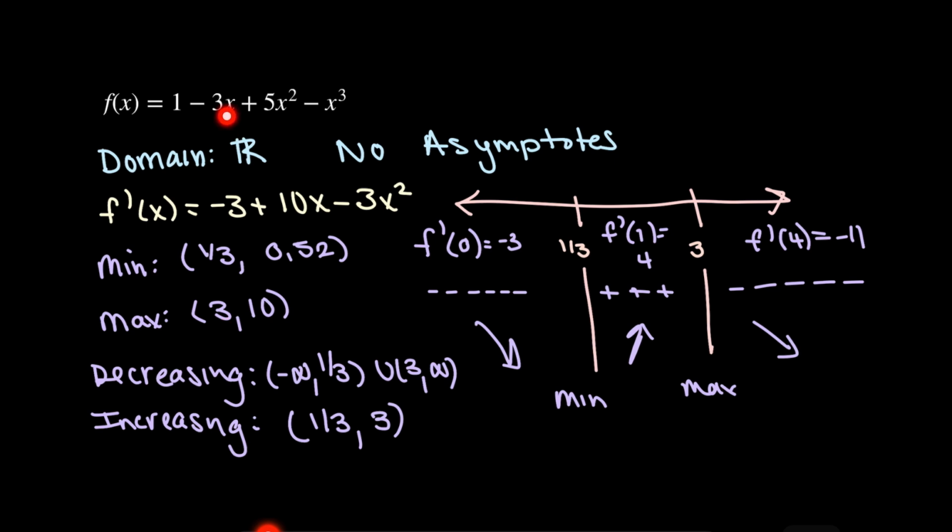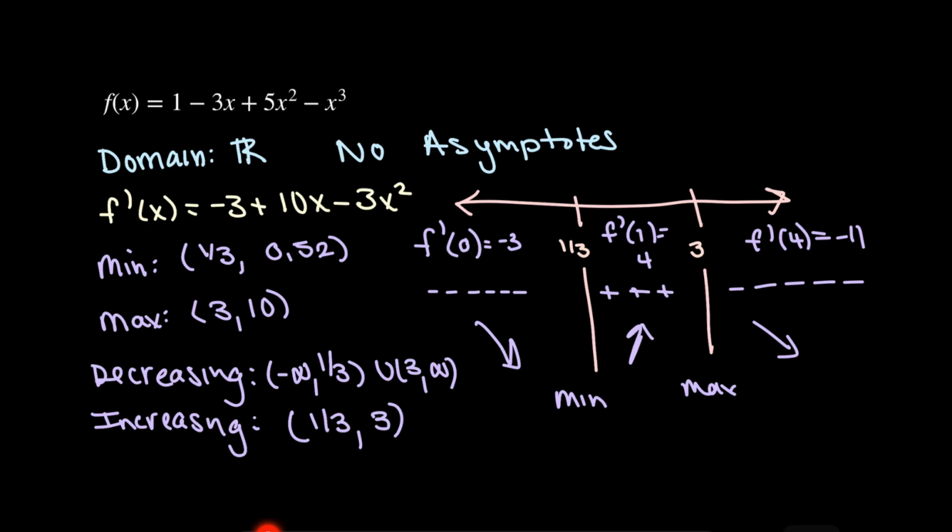I took 3 and plugged that into my original function, and that gave me a y value of 10. So max is at (3, 10). I can see from my table the function is decreasing from -infinity to 1/3 and from 3 to infinity, and it's increasing in the middle from 1/3 to 3. So we have analyzed our first derivative and gotten a lot of information about increasing, decreasing, max, and mins.